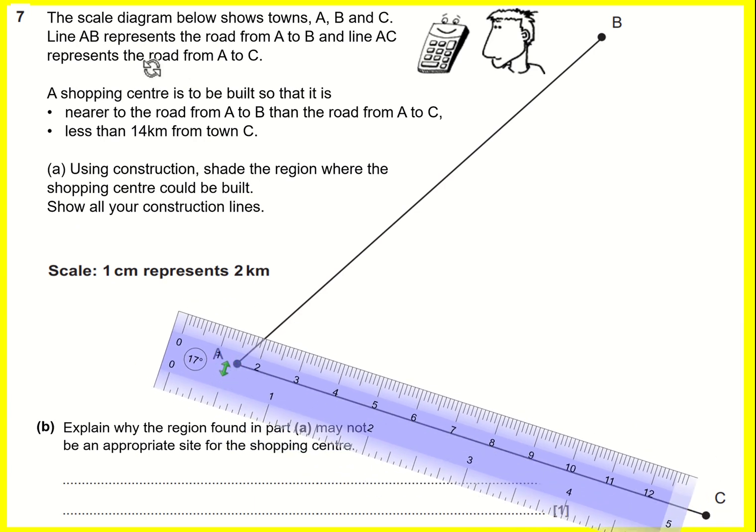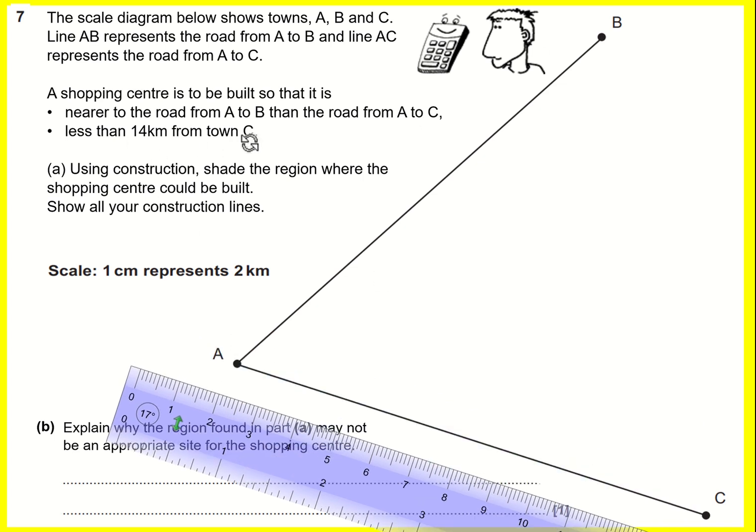So we've got to find the possible positions of the shopping centre that's nearer to the road from A to B than the road from A to C, and then less than 14 kilometers from town C. I'll deal with the first one to start with. So it's got to be nearer essentially to this line than to this line. To get that, we can draw an angle bisector, because that splits the angle exactly into two, and it will tell you also the point that's the same distance away from AB and AC. If we get that, then we can work out which is closer to AB.